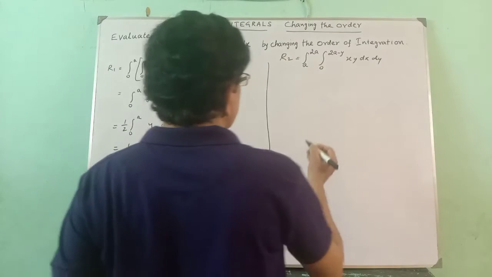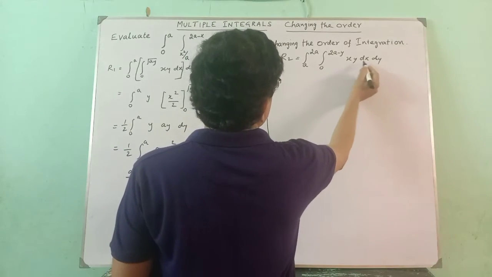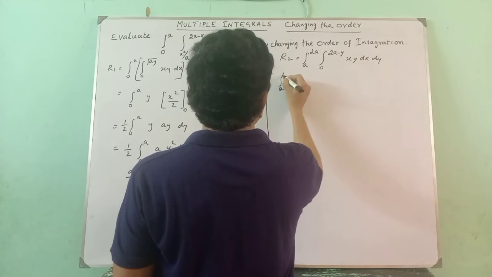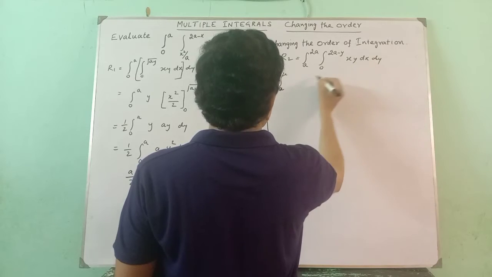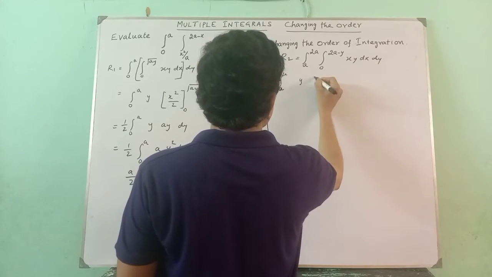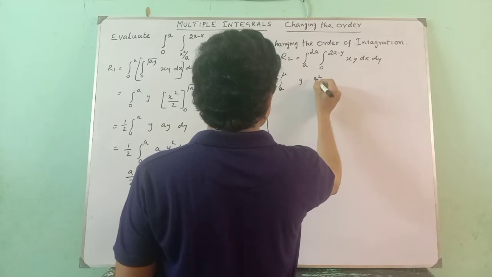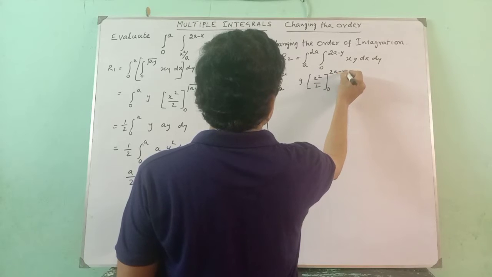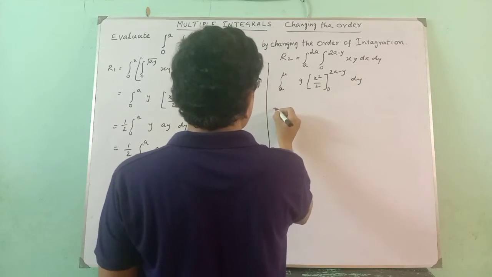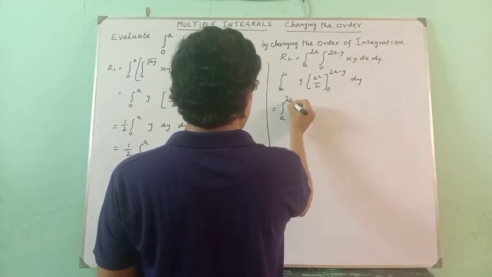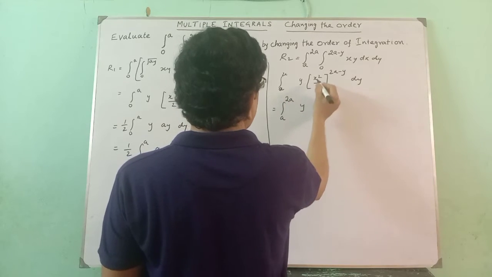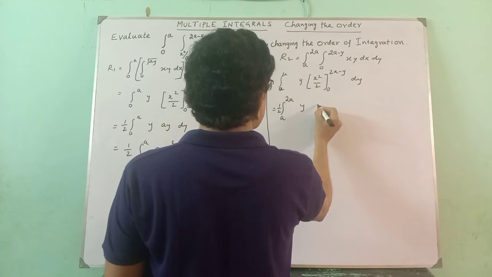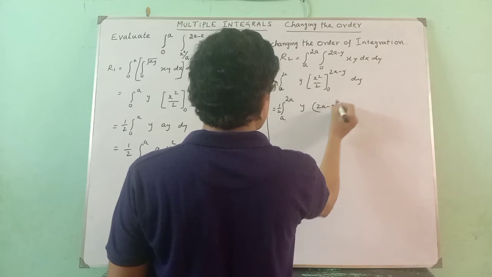Second region: with respect to x, y is constant. Similarly, integrating from a to 2a with respect to x, y constant, x dx integration is x square by 2, lower limit, upper limit, dy. Taking 1 by 2 outside, y, x square means 2a minus y whole square, dy.